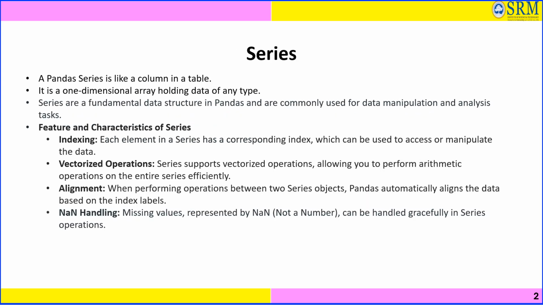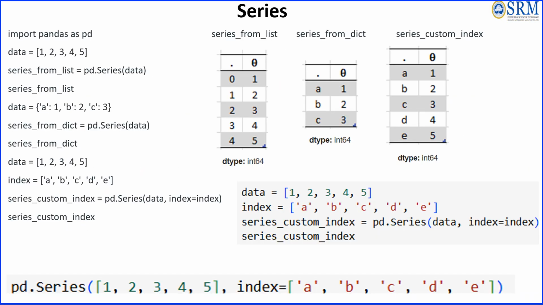Here first we'll see what a series actually is. A Pandas series is like a column in a table. It's a single dimensional array. It is one of the fundamental data structures and is commonly used for data manipulation. These are the features: indexing, some operations, how to align, and how to handle the NaN data. NaN means not a number. Okay, we'll see one example.